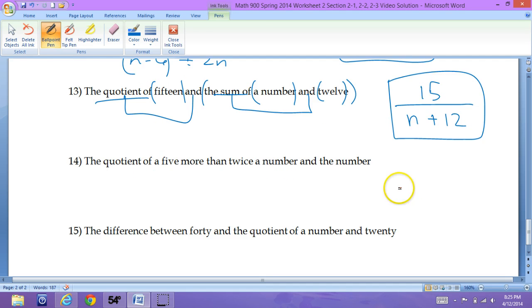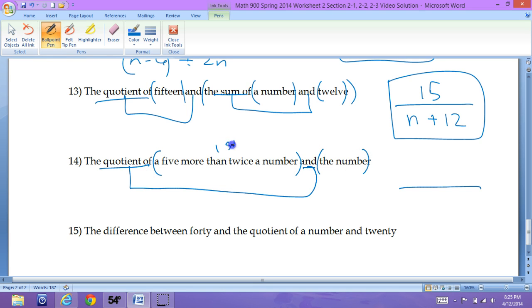So the quotient of what? 5 more than twice a number, and we're looking for the word and. Now, this goes in one, and this goes in the other. This is first, and this is second. We've already talked about that. So 5 more than twice a number. Remember, less than goes on the right, and so does the more than. And twice a number is 2n. We've worked that out before. And the number is n.